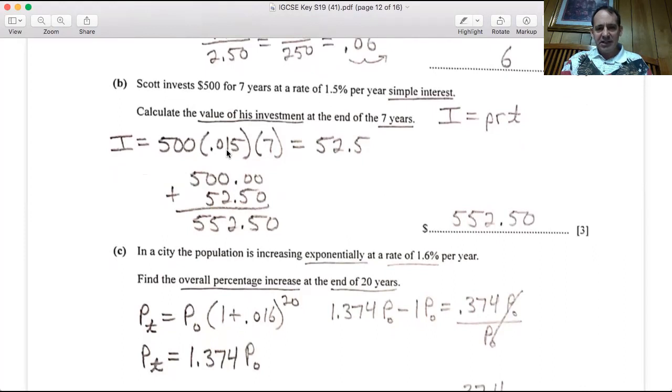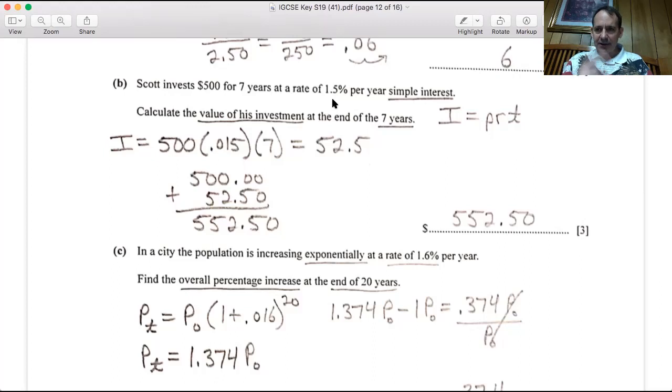So I like to change it into a decimal. Just move the decimal over twice, 0.015. Some teachers will teach you to make it a fraction over 100. They'll put 1.5 divided by 100.